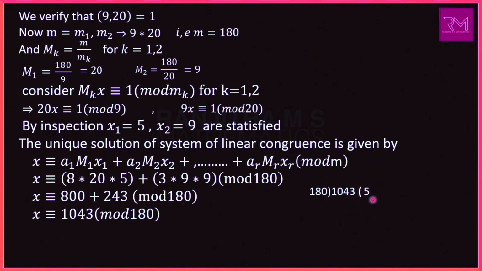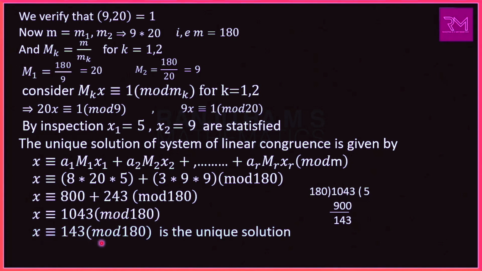So we get 180 into 5 as 900, which is close to 1043. So subtract these values, we get the remainder as 143. So in the place of 1043, we substitute 143 because 1043 is congruent to 143 mod 180. Therefore, x is congruent to 143 under mod 180 is the unique solution for the given system of linear congruences. So this completes the problem.